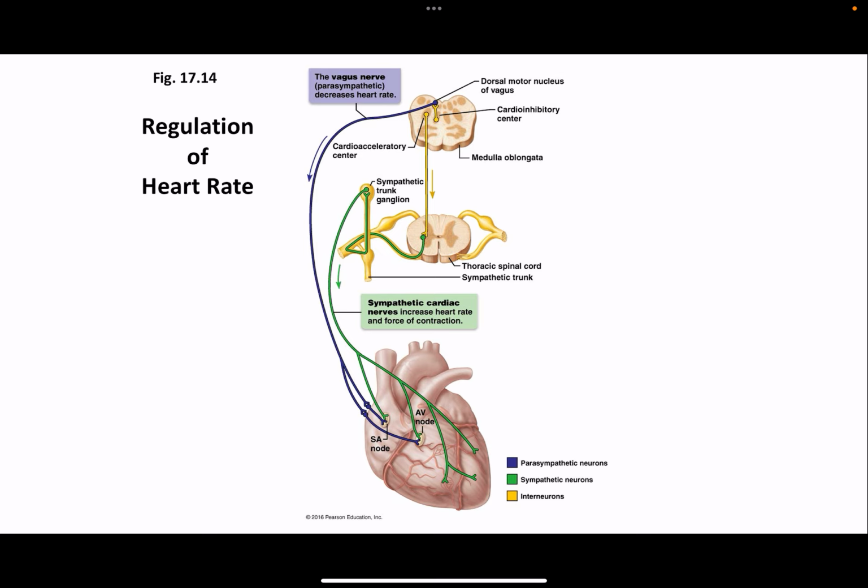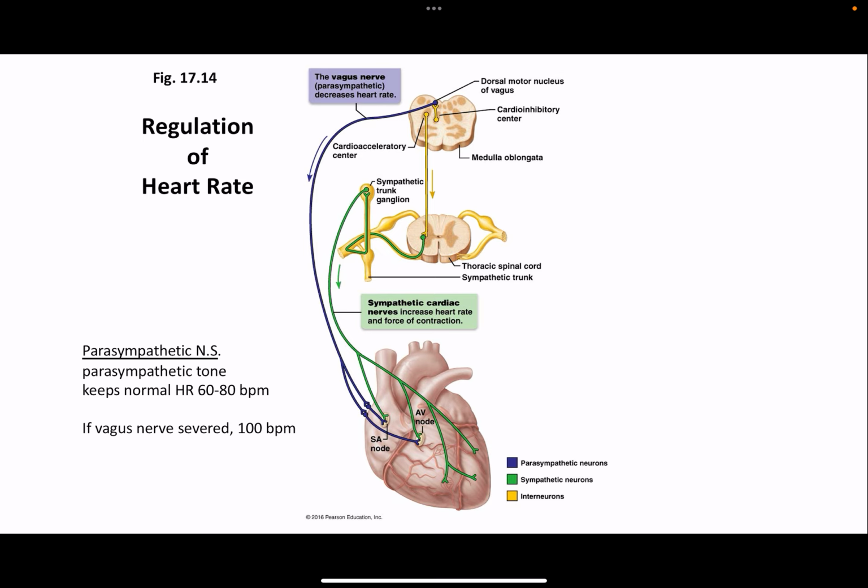Okay, so regulation of heart rate. We talked about this a little bit last time. Our parasympathetic nervous system has what we call parasympathetic tone, which keeps our heart rate between 60 and 80. So our average heart rate is about 75 beats per minute, and that's due to the parasympathetic nervous system. It keeps what's called parasympathetic tone.